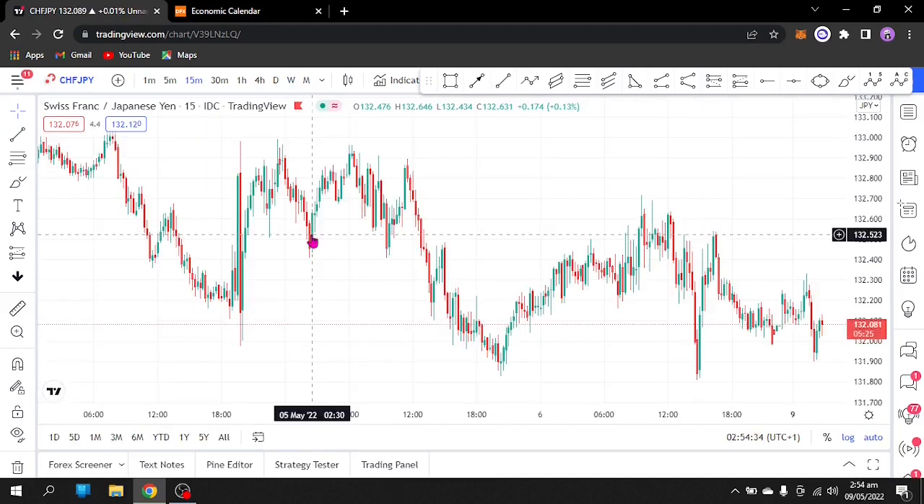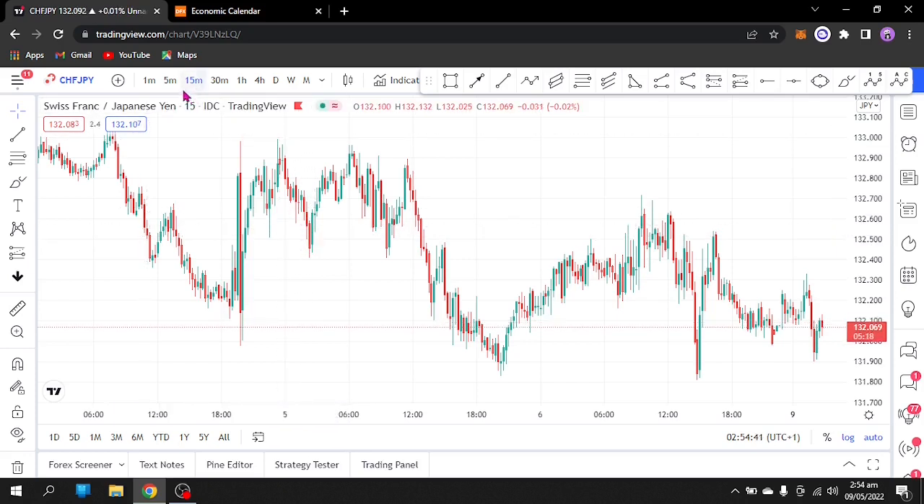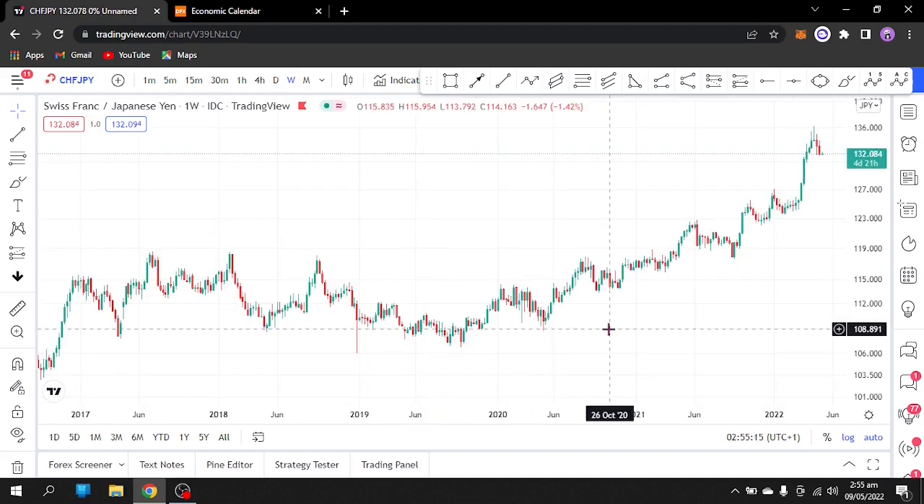The second step I take before I initiate a trade is to go to a high time frame. Now this is the 15 minutes time frame. What I'll do now is go back to the weekly time frame. The reason why I first go to the high time frame is to identify my trend. On high time frames, I will know if the market is bullish or bearish, or the market is ranging.